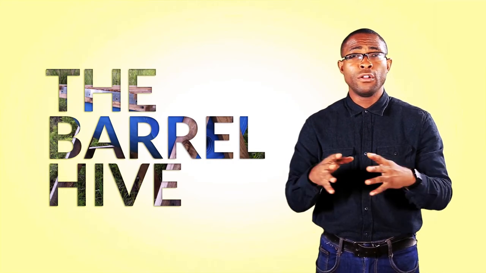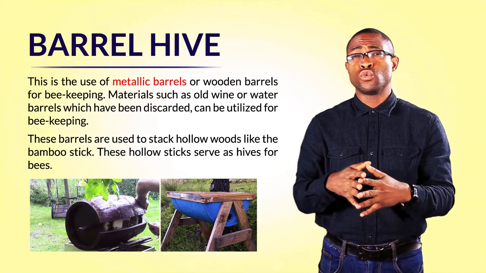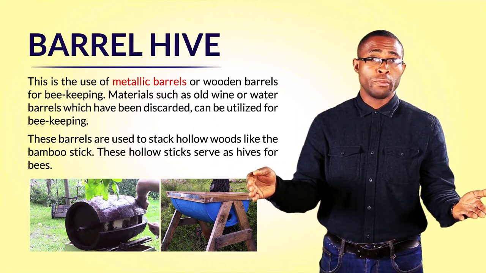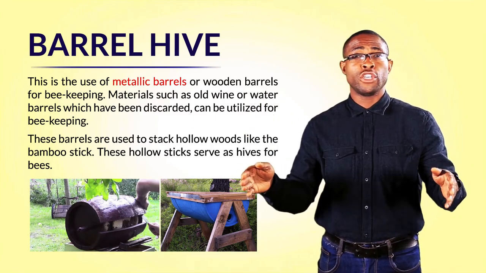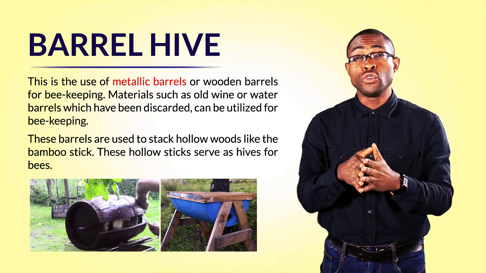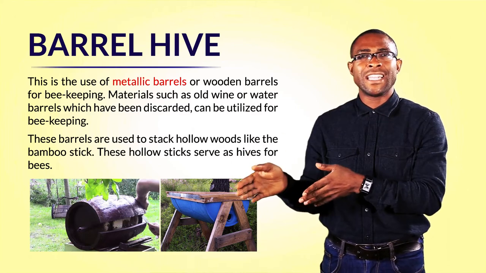Going further, we have the barrel hive. The barrel hive is the use of metallic or wooden barrels for keeping bees. So you have this big drum you use in putting your water, and then you no longer have a need for it. You could turn it into a beehive rather than discarding it. A typical drum has an outer opening and then a bottom. When using barrels as a hive for keeping bees, the beekeeper needs to cut off and make sure that there are openings at both ends. This is to enable the beekeeper stack in hollow wood, which look more like your bamboo sticks. Now, the bamboo stick has an opening, and that opening is what the bees will use as a habitat. When they live there, they'll be able to reproduce and also produce the products needed by the beekeeper.